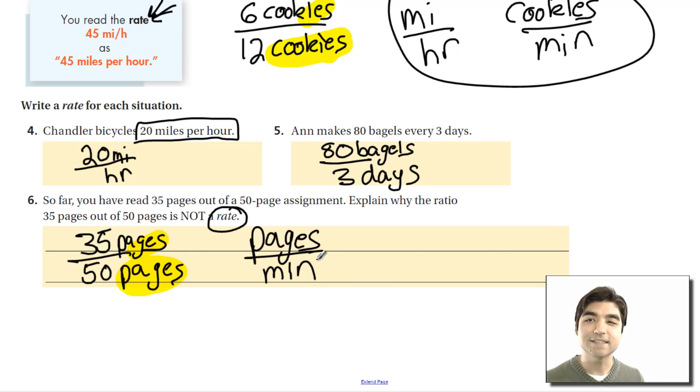So hopefully that makes sense. Let's go on to some examples and try this concept out.